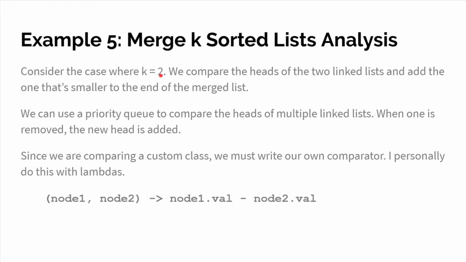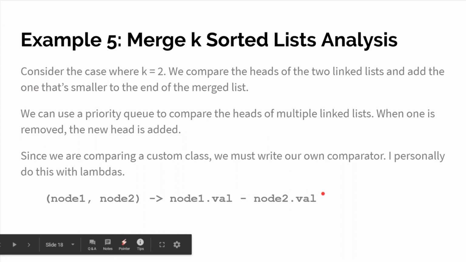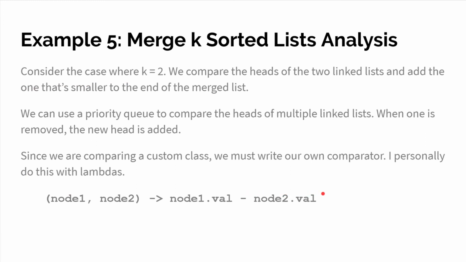Finally, since we are comparing a custom class, we have to write our own comparator. We don't have the -1 trick that we would if we were just using integers. Personally, I like to do it with lambda functions, because they're very easy to write and understand. However, you can write your own comparator class if you wish to do so. Let's code it.